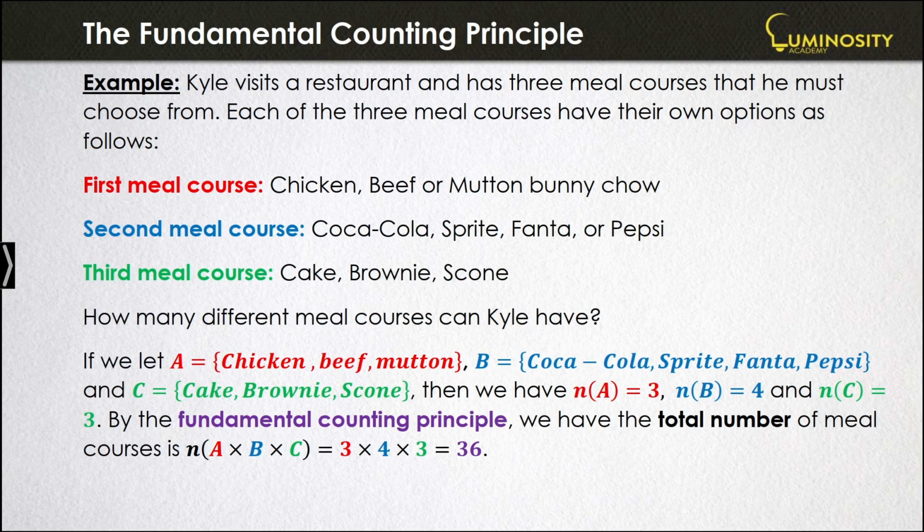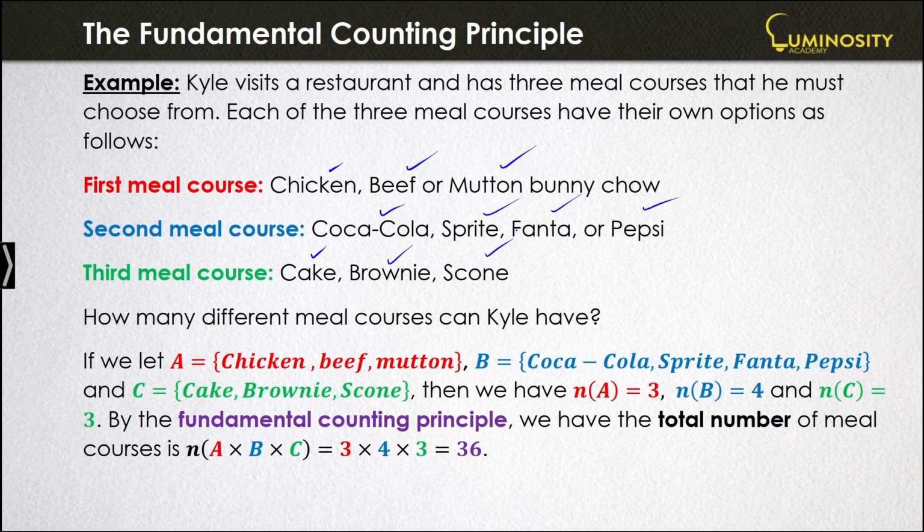Okay, so let's have a look at an example of the fundamental counting principle. So Kyle visits a restaurant and has 3 meal courses that he must choose from. Each of the 3 meal courses has its own options. So in the first meal course, he can choose from a chicken, beef, or mutton bunny chow. In the second meal course, he must choose either a Coca-Cola, a Sprite, a Fanta, or a Pepsi. And in the third meal course, he can either have cake, brownie, or a scone for dessert, essentially. So how many different meals can Kyle have?